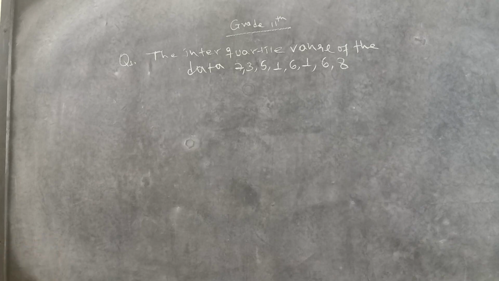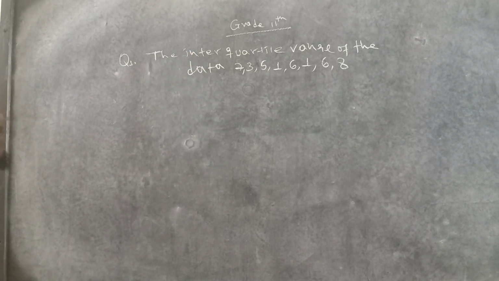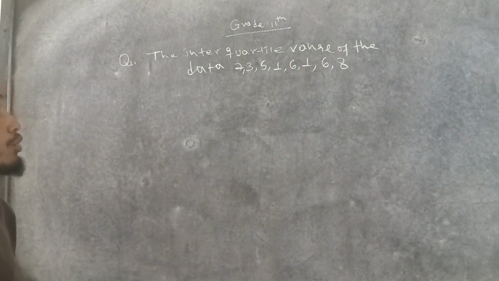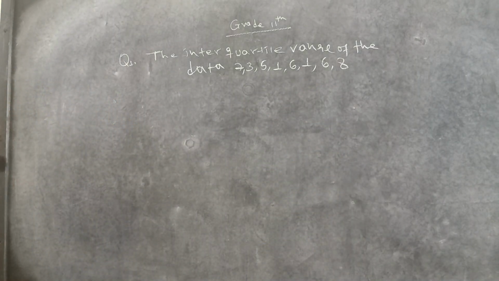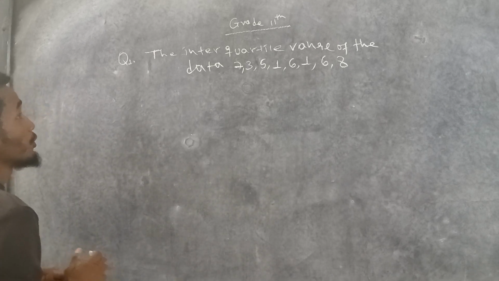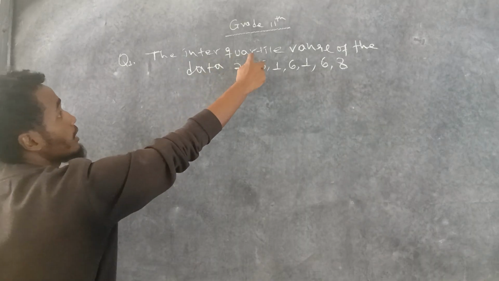We will look at the concept of the interquartile range. So this says: find the interquartile range of this given data. As you know, data is of two types, grouped and ungrouped data. This is an ungrouped data type. For grouped data we will come later. So before doing this, what does interquartile range mean?